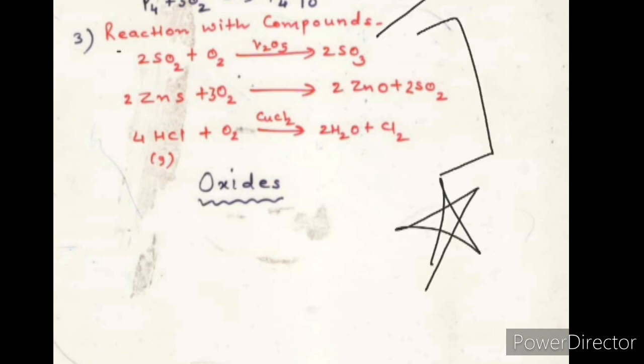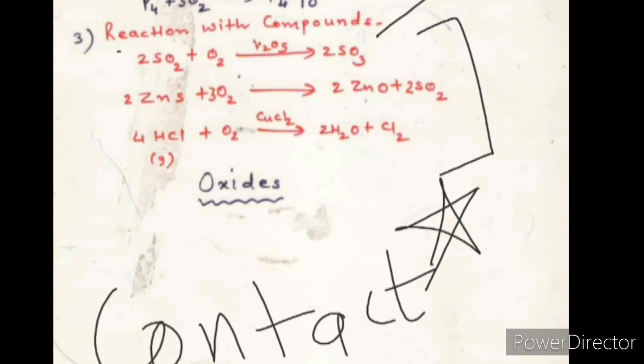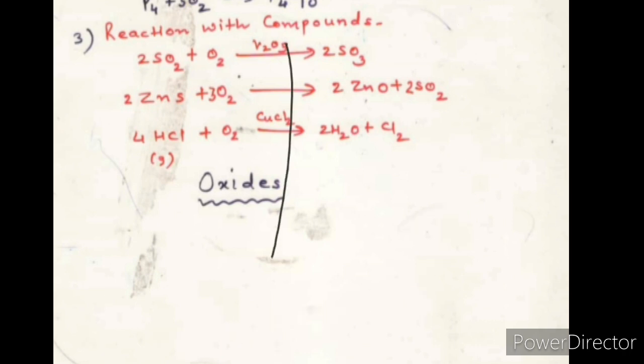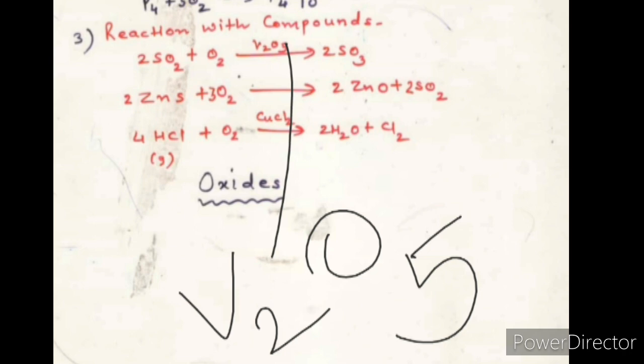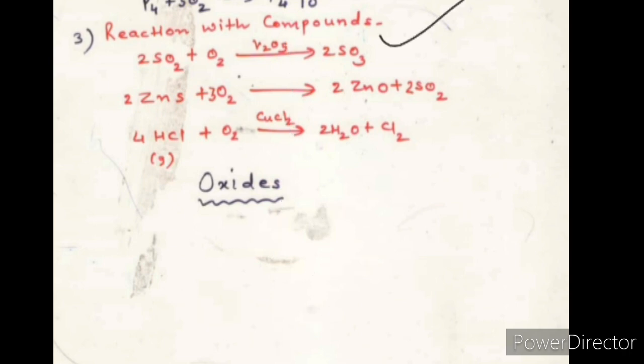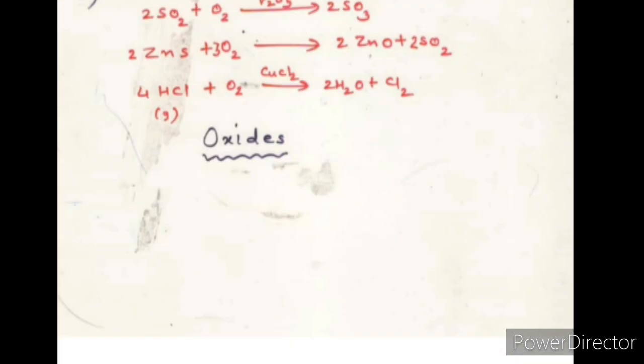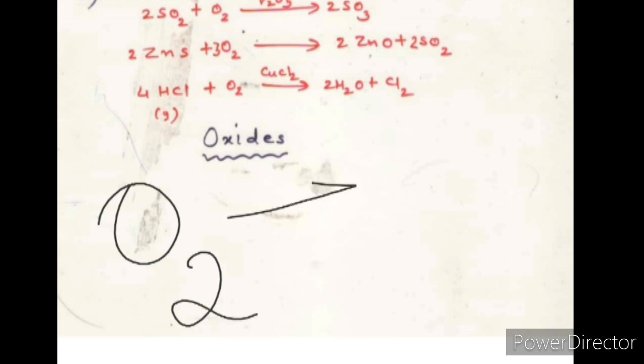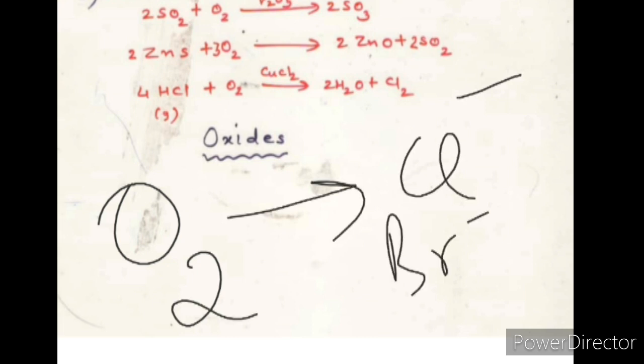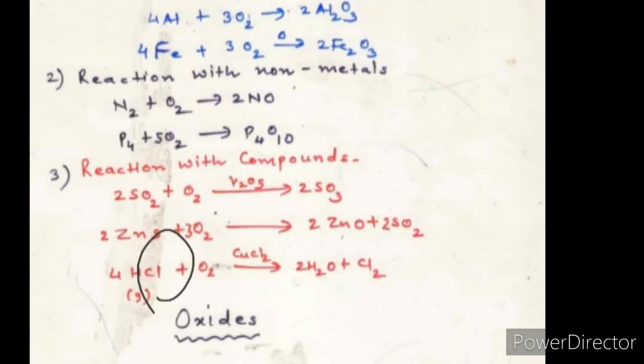The first reaction is a part of the contact process, which is used for the industrial manufacture of sulfuric acid. In the contact process, we use the catalyst vanadium pentoxide and heat SO2 with oxygen to get SO3 gas. So, oxygen is acting as an oxidizing agent in all these reactions. And finally, it oxidizes HCl to give chlorine gas. Oxygen is so powerful that it can oxidize chloride, bromide and iodide to chlorine, bromine and iodine. Just remember this point. Here we are using only chloride. That is the power of oxygen.